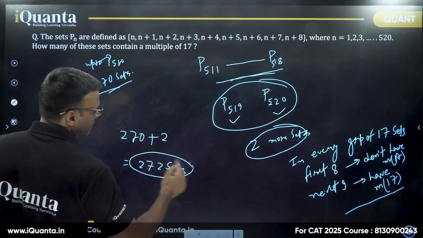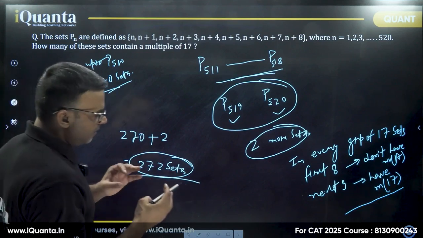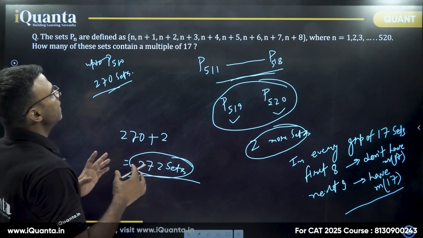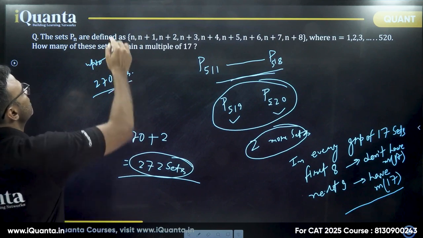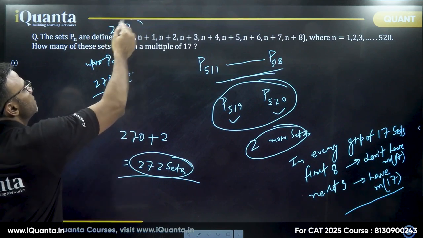right? So don't make this question rocket science. It's a very basic finger counting question. Answer to this question is 272. You will have to type 272.